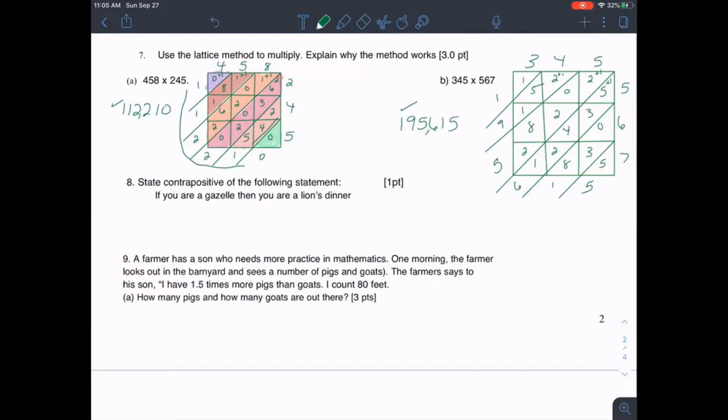So the contrapositive is the opposite of the converse. So that means it's the negative meaning and the opposite position. So we would say, if you are not a lion's dinner, then you are not a gazelle. So it's the opposite meaning in the opposite position. So the beginning switches to the end and it negates it.